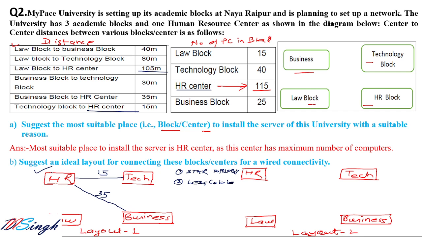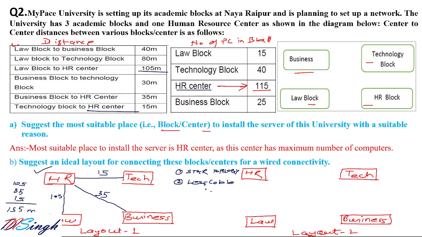Remember, because all the requests are going to be generated to the server, we want to connect all other blocks to the block where we are hosting our server. Fine, we can also connect HR to law block, and that distance is 105. Let us check how much cable we require for that arrangement. Here we have one 105 meter cable, one 35 meter cable, and one 15 meter cable. So let us sum it up: 155 meters is the total cable length required. This is our layout one.